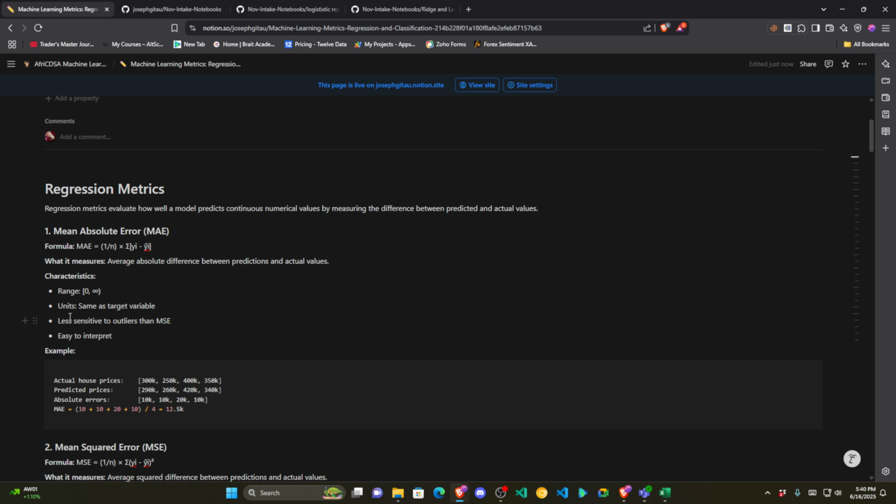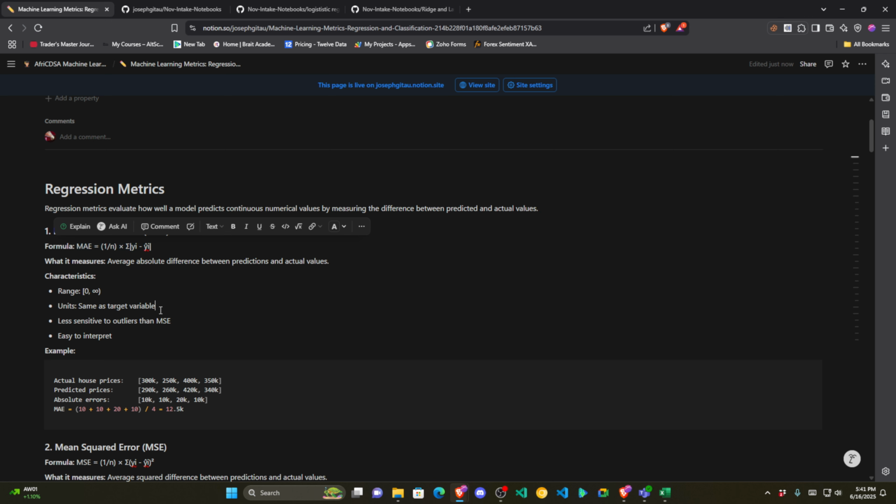And why do we use the mean absolute error? It's because this evaluation metric is less sensitive to outliers than the mean squared error. We'll get to see what the mean squared error is all about. And it's easy to interpret. You can see it's easy to interpret because this equation that we have over here is straightforward.